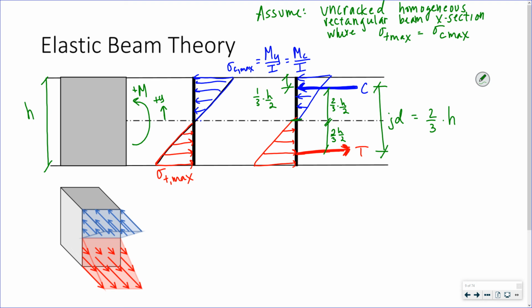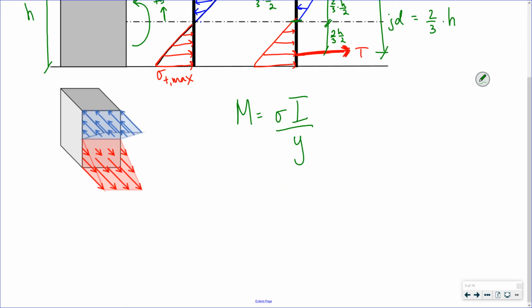If I wanted to know what my capacity or what my moment was, I could shift that equation up here from My over I equals stress to M equals stress times I over y. And if I wanted to know my maximum moment, it would be my maximum stress times I, and that y would be h over 2.